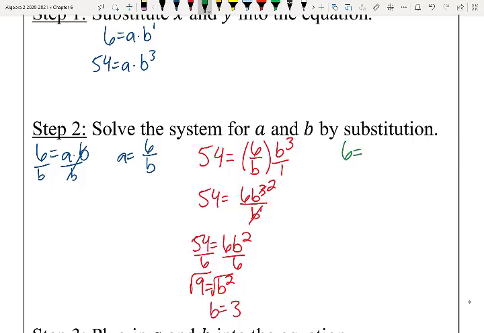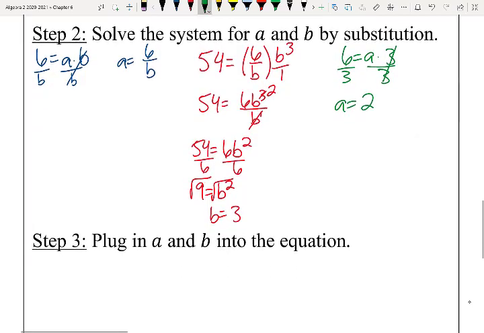My original top equation was 6 equals a times b. We now know that b is 3. So if I'm going to solve for a, I have to divide by 3 on both sides, and we get that a is positive 2. So I have now successfully identified both a and b. I have solved that system. I have everything that I need to move on to step 3.